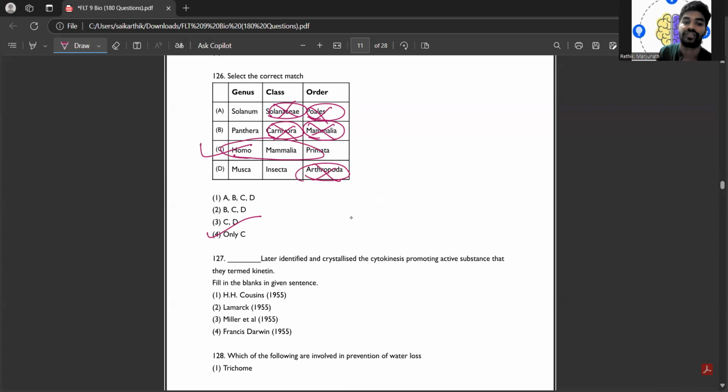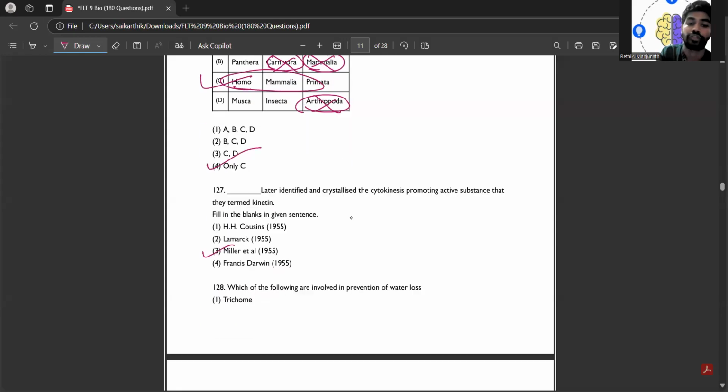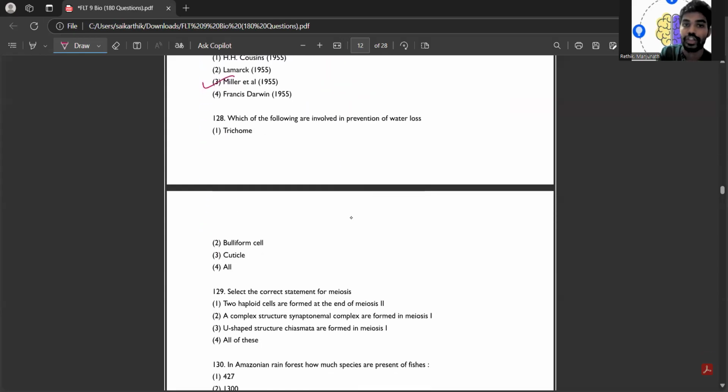So 127, fill in the blanks. Dash later identified. Who identified? Miller et al. Miller and his co-workers in 1955 identified and crystallized the cytokinesis promoting active substance that they termed kinetin. 128 question: which of the following is involved in prevention of water loss? Trichome, bulliform cells, cuticle, these all are involved in the prevention of water loss.